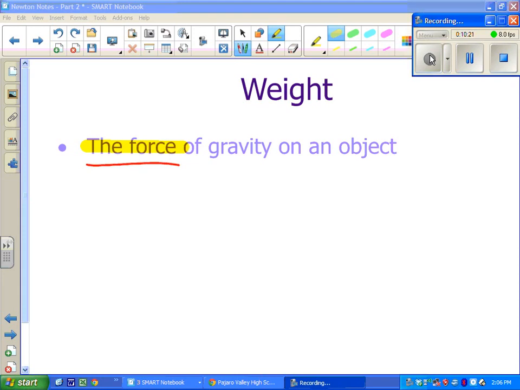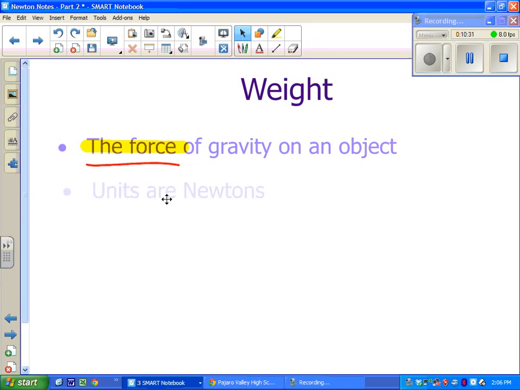Okay, moving on. So basically, if you push down harder on the scale, it's going to weigh more. So weight is actually measuring how hard you're pushing down on the scale. The units are newtons for weight, and this is because weight is a force. Force is measured in newtons, so weight is measured in newtons.